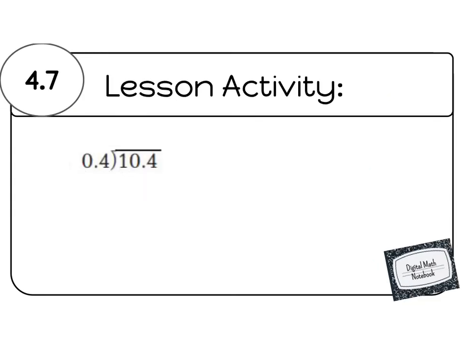All right, time for our lesson activity. Here is our number 0.4 divided into the number 10.4. So our first step is that we're going to move our decimal, because no decimals allowed outside, 1 place value, which means we're going to move this one place value, because whatever we do to the outside, we have to do to the inside. Then we're going to put our decimal on an elevator straight up. And now divide just like normal.